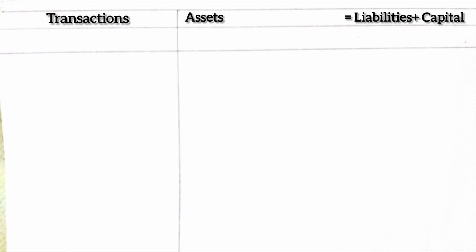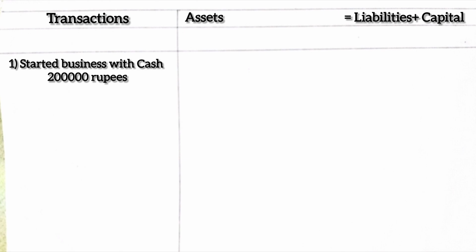Now, the first transaction. Let us assume that you have started a business of your own. So you started the business with cash, say rupees 2 lakhs. What will be the accounting treatment for this? We have introduced 2 lakh in the business in the form of cash. So under the assets column, you will write 2 lakhs, and under the capital column, you will also write 2 lakhs, because that 2 lakh is your capital.